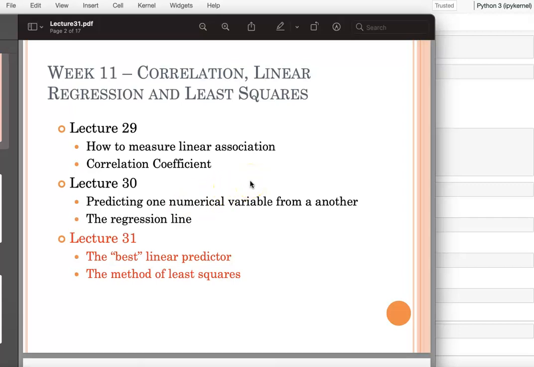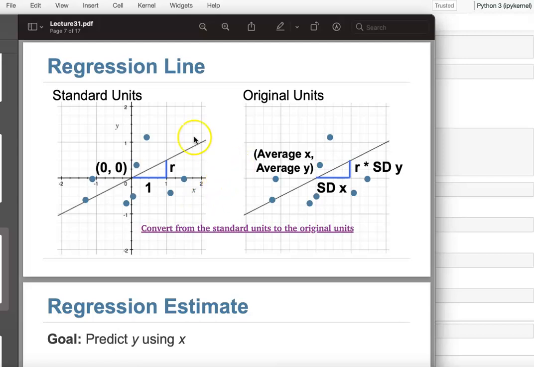We can convert both attributes into standard units. If you convert to standard units, the linear regression always has the intercept equal to 0. Then your slope will be the correlation coefficient. So that's how we find the linear regression. If the regression line is in standard units, it will definitely pass through the origin, and the slope will be the correlation coefficient.